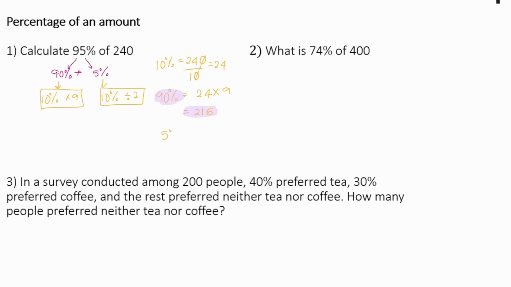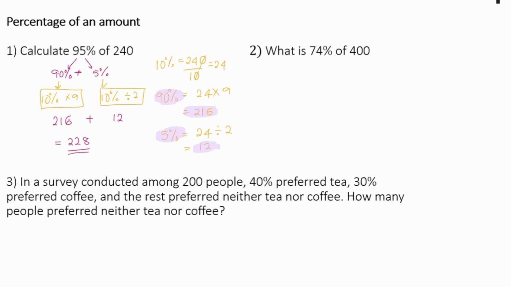To find 5%, we take our 10%, which was 24, and we divide it by 2, and that gives us 12. So that is our 5%. So in order to find 95%, we take our 90%, which was 216, add it to 5%, which was 12, and that gives us 228. So 95% of 240 is 228.